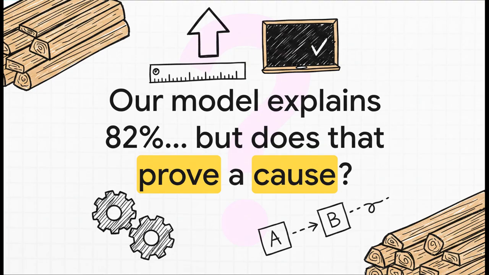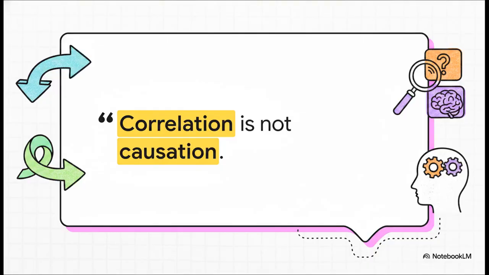Our lumber model can explain 82% of what's happening. That's an A+ grade. But does explaining something automatically mean we've proven a direct cause and effect relationship? The answer to that is a hard no. And this brings us to maybe the most important rule in all of statistics. Correlation is not causation. Just because housing starts and lumber sales move together, our model doesn't prove that one causes the other. And that is such a critical reminder that even the best models are just tools. They still need careful human thought to be interpreted correctly.